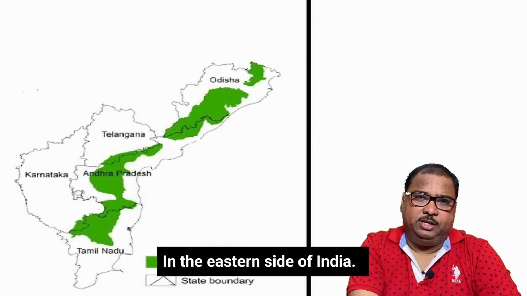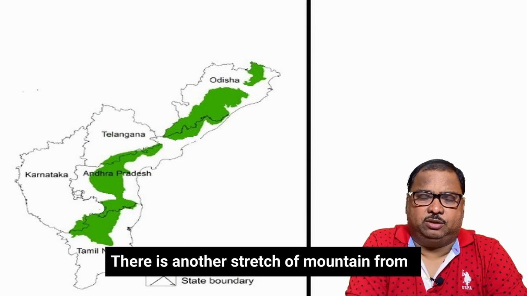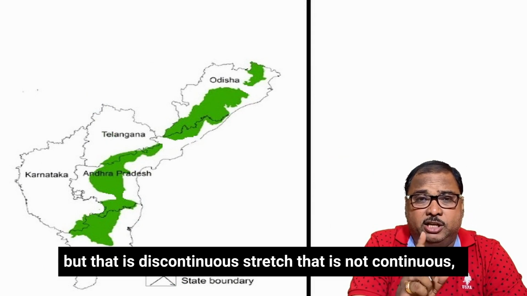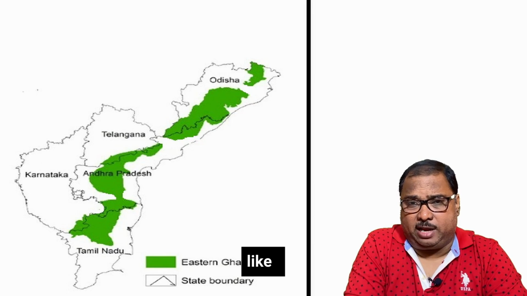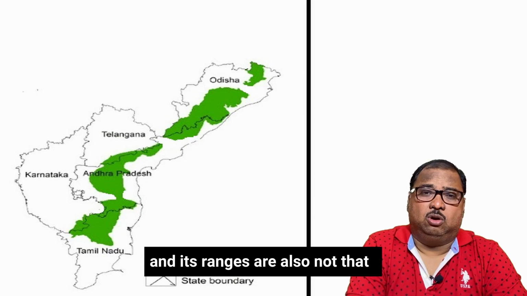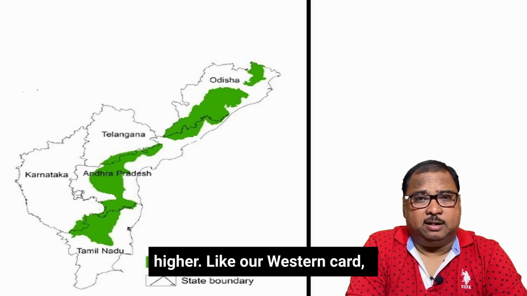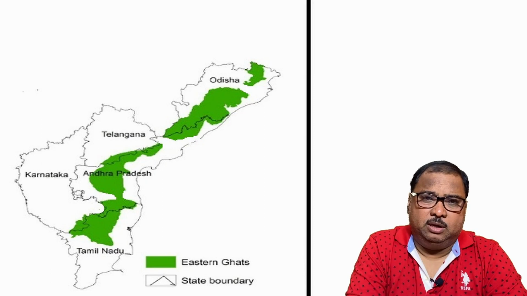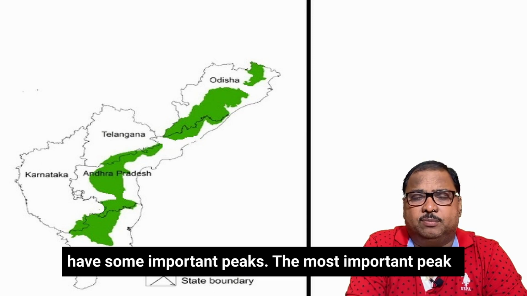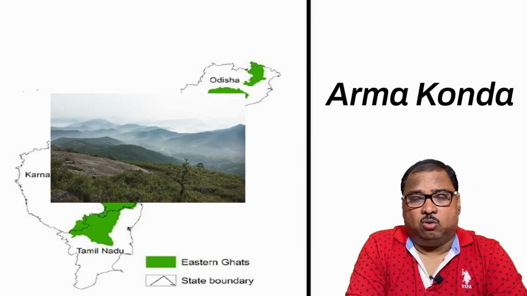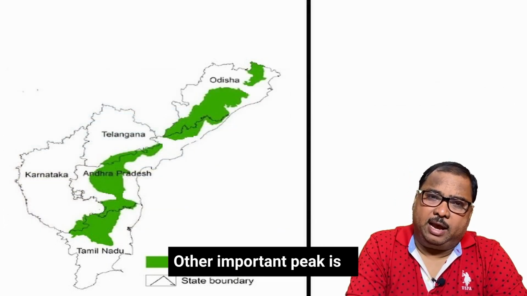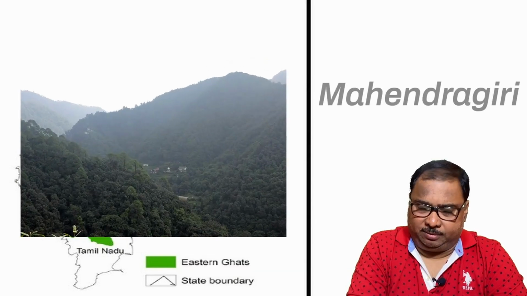On the eastern side of India, there is another stretch of mountain from Odisha to Tamil Nadu, but that is a discontinuous stretch, not continuous like Western Ghat, and its ranges are also not as high as the Western Ghat. These Eastern Ghat mountain ranges have some important peaks. The most important peak is Armakonda, which is also the highest peak of Eastern Ghat. Another important peak is Mahendragiri.